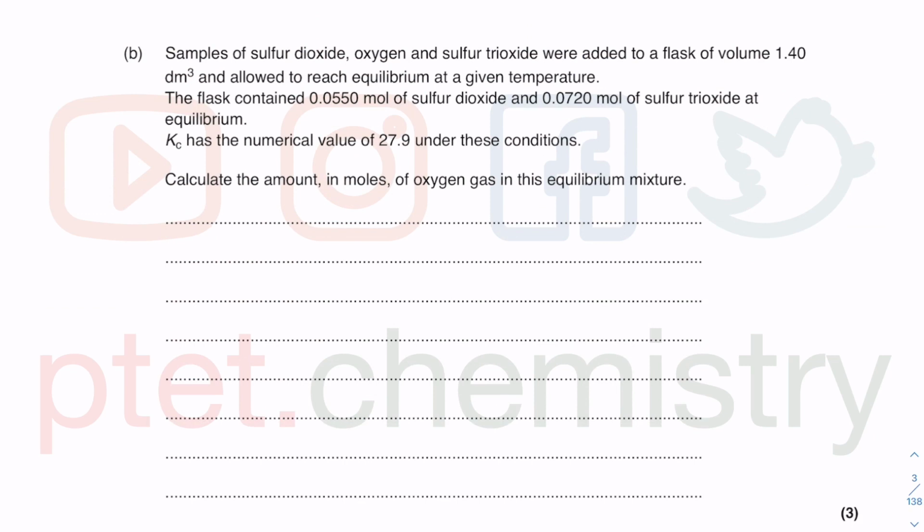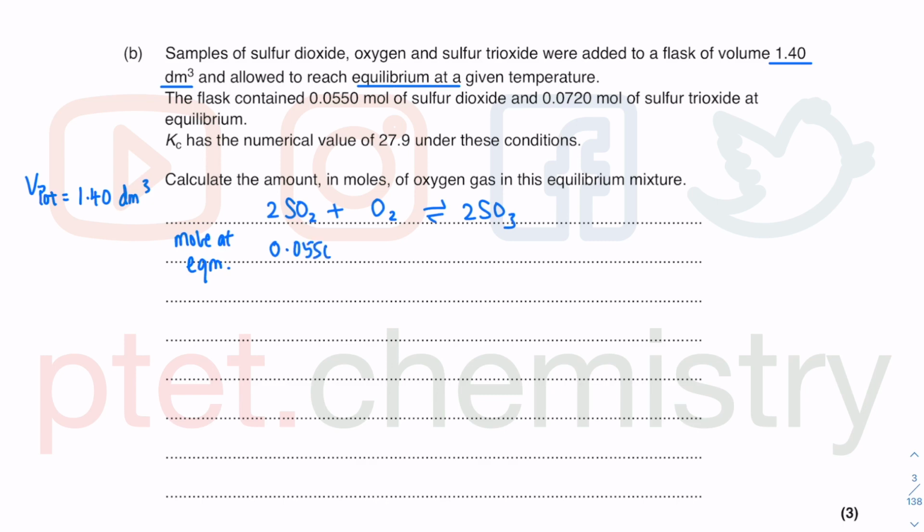So in part B, from this equation, we need to think about this very carefully. We might have to set up some equation here. We have a volume of 1.40 dm cube, so the V total is 1.40 dm cube. At equilibrium, this is the mole at equilibrium, we have 0.0550 mole, and then we have 0.0720 mole of sulfur trioxide. And the thing is, Kc has the numerical value of 27.9.